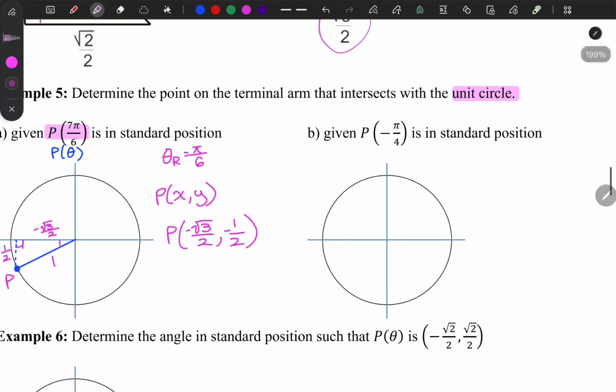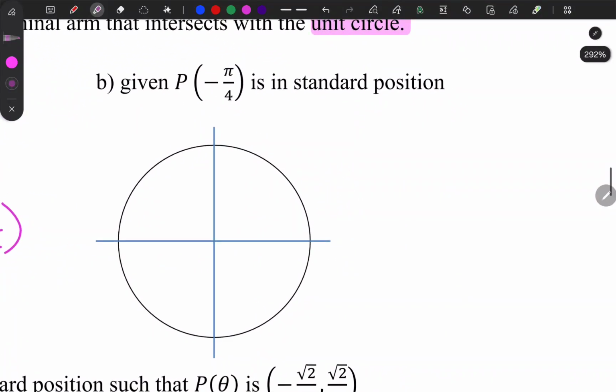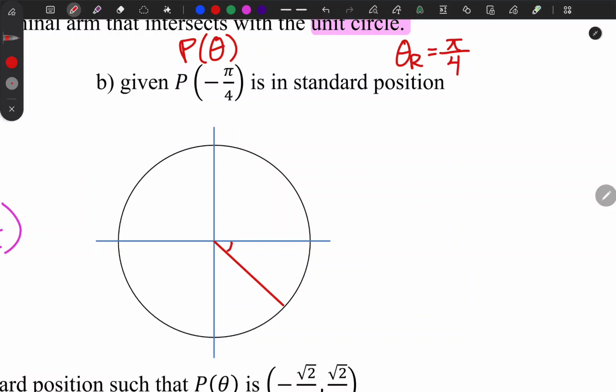Let's do another example of that. So this one we'll do negative pi over 4. So this is our format P of theta. Our angle is negative pi over 4. Our reference angle is just pi over 4. This is negative, so we will go in the negative direction. And we'll have our point P there. That is P of negative pi over 4.